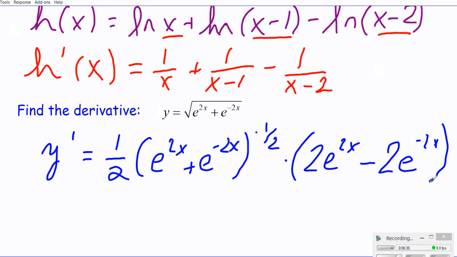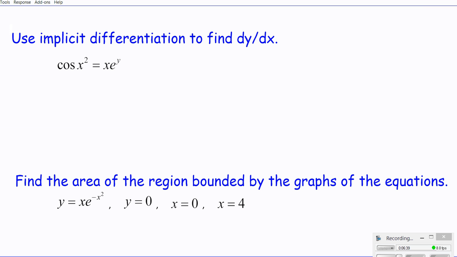If you had more that you needed to do, then you might want to have it in a slightly neater form. Okay? The next one is to review implicit differentiation a little bit, which was the topic of an earlier video. But this problem involved e, and that was, again, something that we couldn't have done at the time that we did implicit differentiation because we didn't have anything about e at that point.